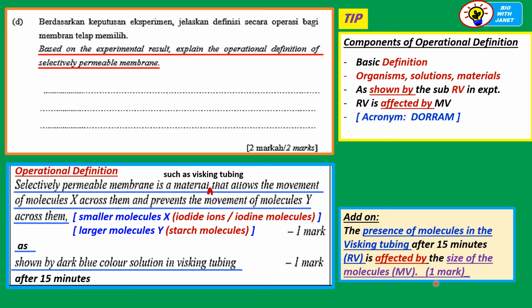So altogether it will be 3 marks. 2 marks are given here, so maybe they just want the first part of the answer, but it's better to add on this part, the RV affected by MV, to complete your answer.